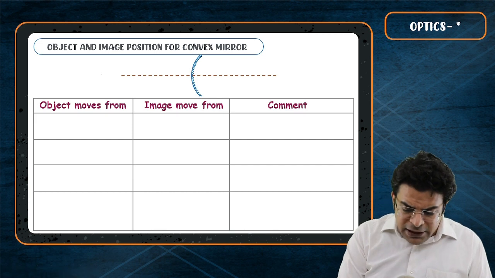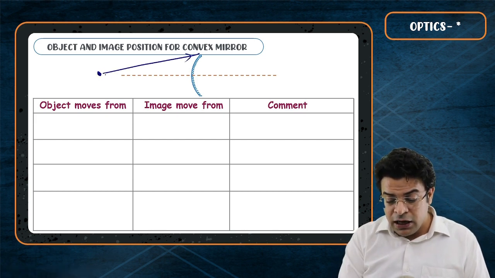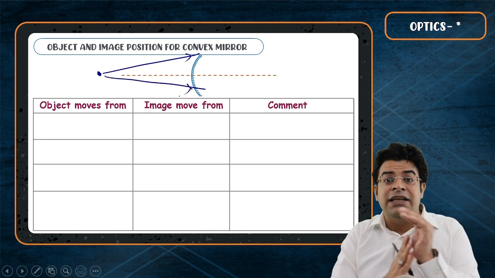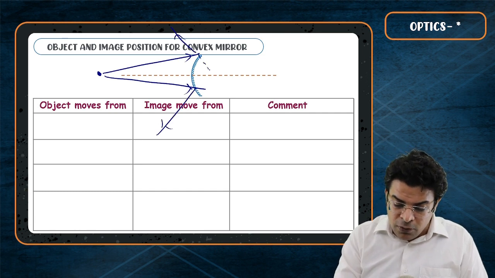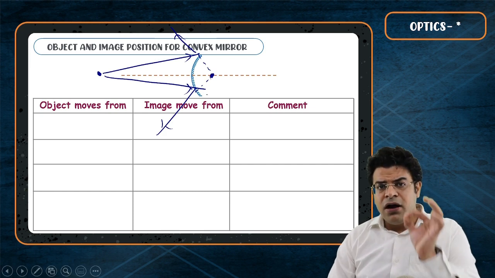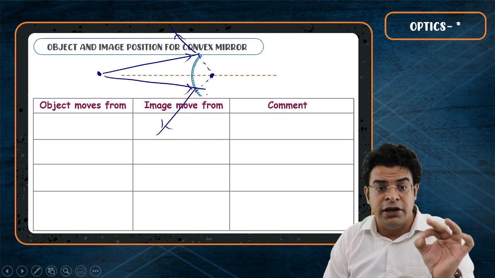If you have got any real object, when the rays come out of it, they are divergent rays. What will this convex mirror do to these divergent rays? It will further diverge them. So the image formed will be virtual. So remember that a convex mirror always forms a virtual image for a real object.